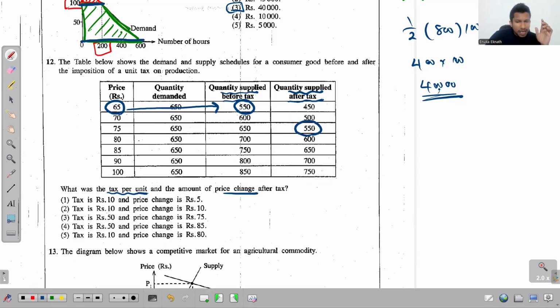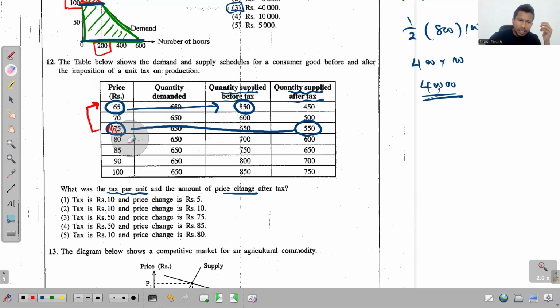But now you see here, to provide that same quantity, the same 550 units, they now need rupees 75. Why is that? Because after tax, they collect this 75 from the market. They pay a certain amount to the government as the tax, so that they can keep the remaining 65, the balance 65, with them.